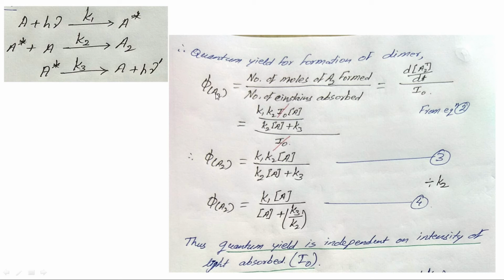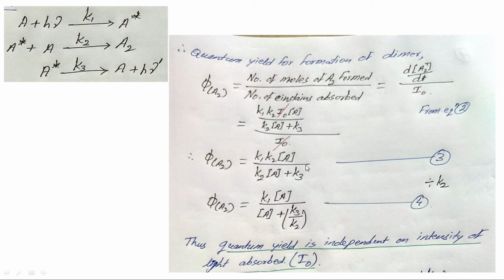Let us calculate the quantum yield for formation of dimer. The quantum yield for formation of dimer is equal to the number of moles of dimer formed, that is A2 formed, divided by the number of Einsteins absorbed. From equation 2, the number of moles of A2 formed is given as d[A2] upon dt. We can get the value of this from equation 2, which is substituted, and I naught is the number of Einsteins absorbed. Simplify, so this I naught term gets cancelled and we get the quantum yield for formation of dimer A2 as this.